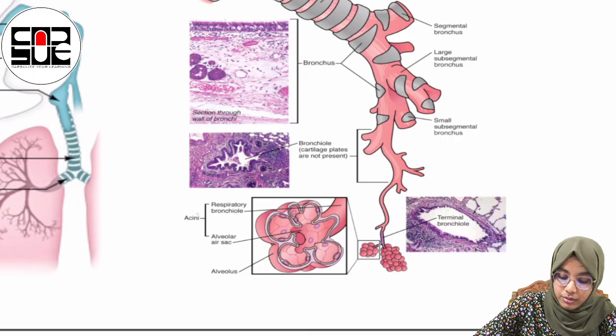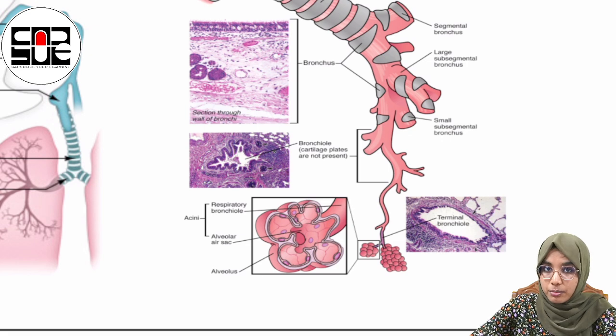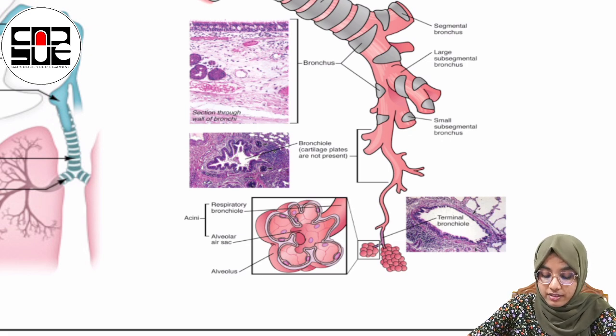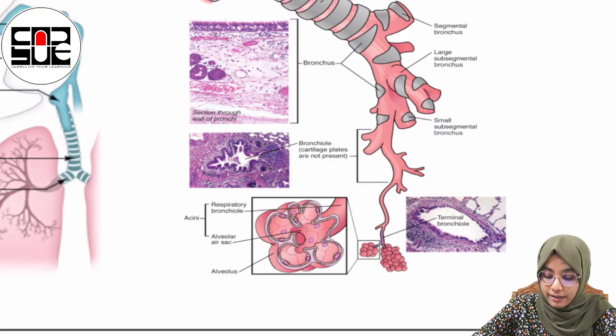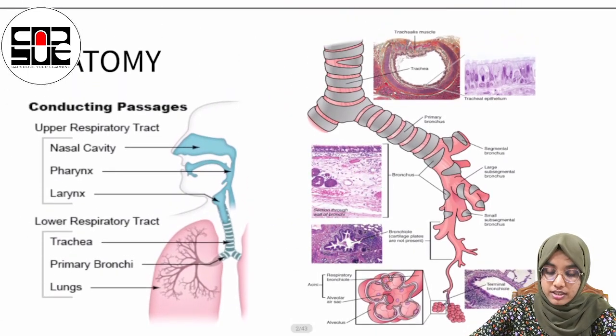So here we can see the acinus marked. What is an acinus? An acinus is very important in COPD, especially in emphysema. It is a respiratory unit that is affected in emphysema. It is composed of the respiratory bronchiole, the alveolar duct, and the alveolus. So that is the anatomy of the respiratory tract in brief.